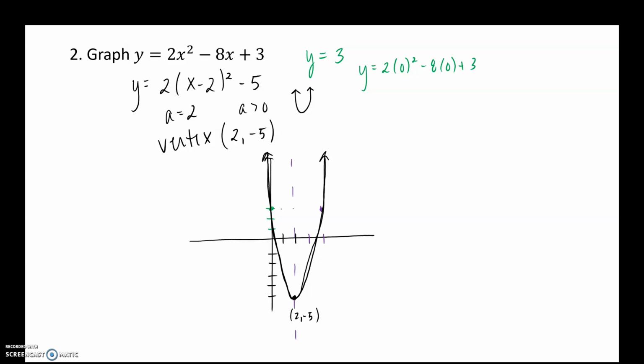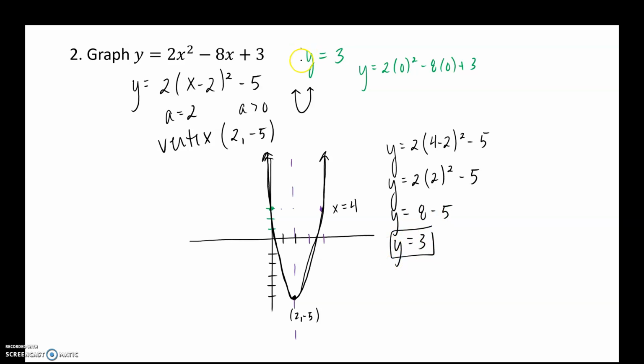Now, how can I prove this? Well, at this point, this is where x is equal to 4. Let me plug it into my function and make sure that I get the correct output. So I'm going to plug it into my vertex form. Wherever I see x, I'm going to replace it with 4. You could certainly plug it into standard form as well. Order of operations, I have to take care of the parentheses and exponents first. 4 minus 2 is 2. So now my exponents, 2 squared is 4. 4 times 2 gives me 8. And then I verify that I get the same y value as my y-intercept.